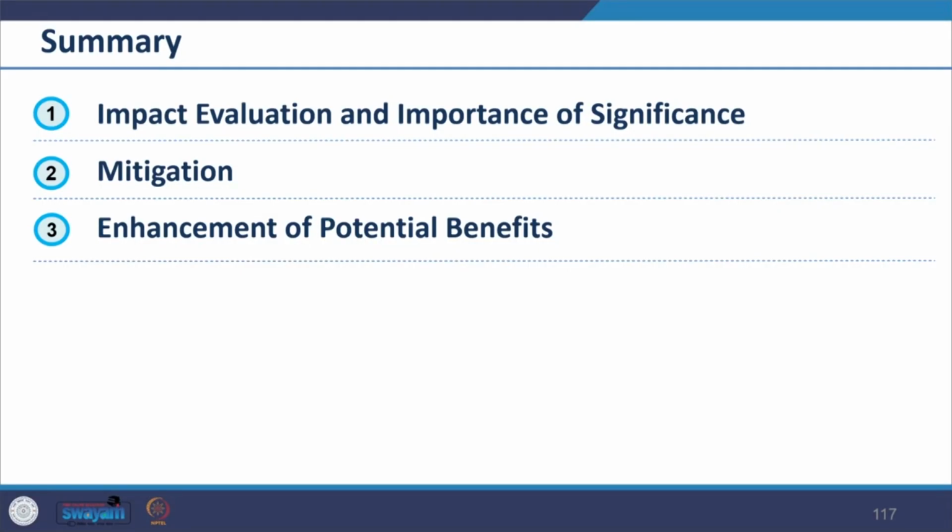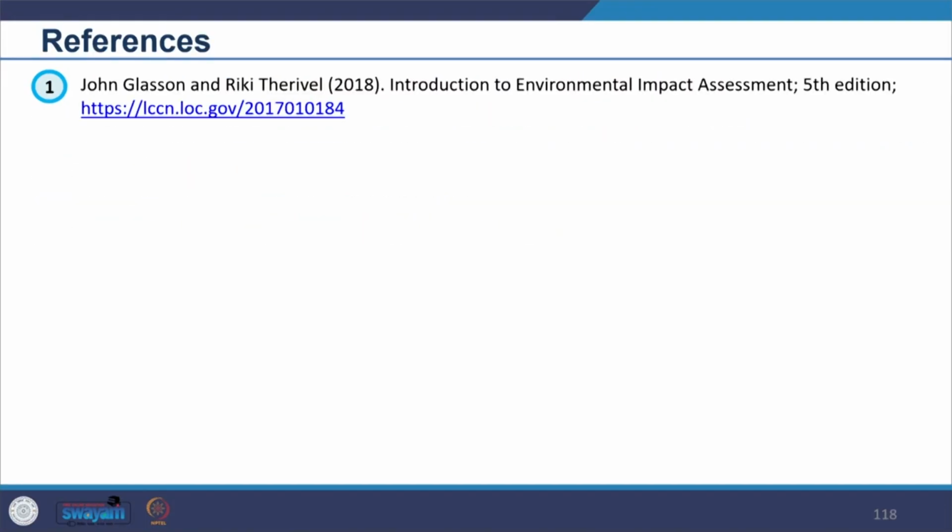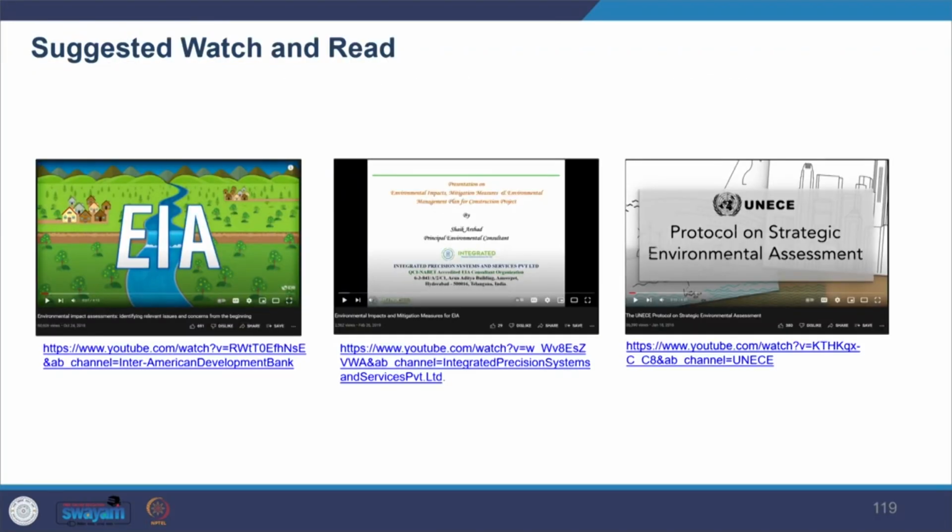So winding up here, today we looked into how we evaluate the significance of any impact, and how we try to understand mitigation and mitigation measures. Then we looked at ways to enhance potential benefits, and developed a little understanding about the trade-offs. So this was the key reference for this particular session. We looked at Glasson and Therivel's book here as the key reference, and these are the suggested watch and read.